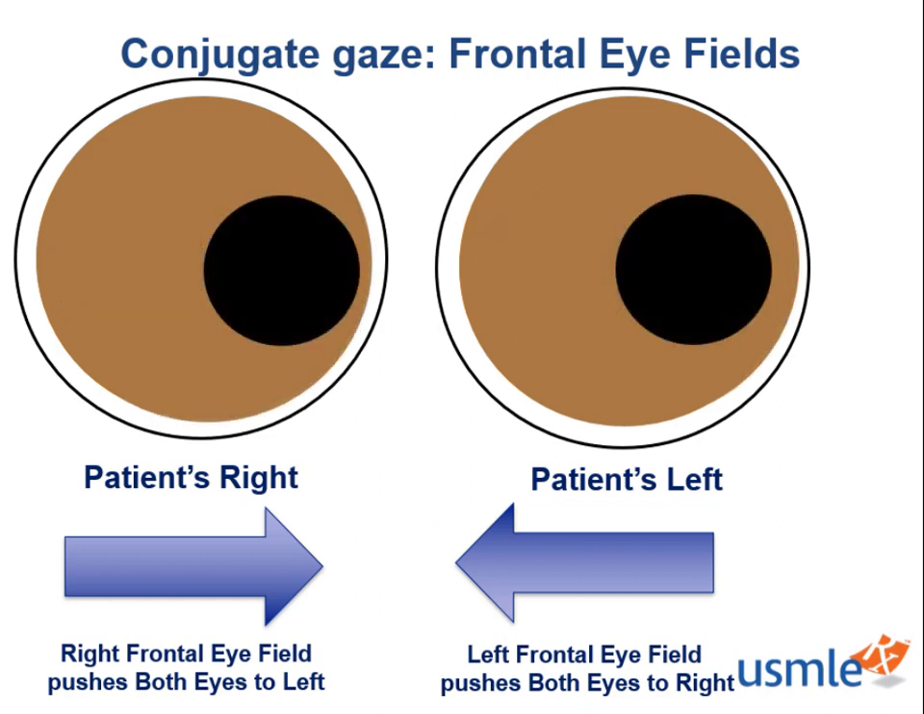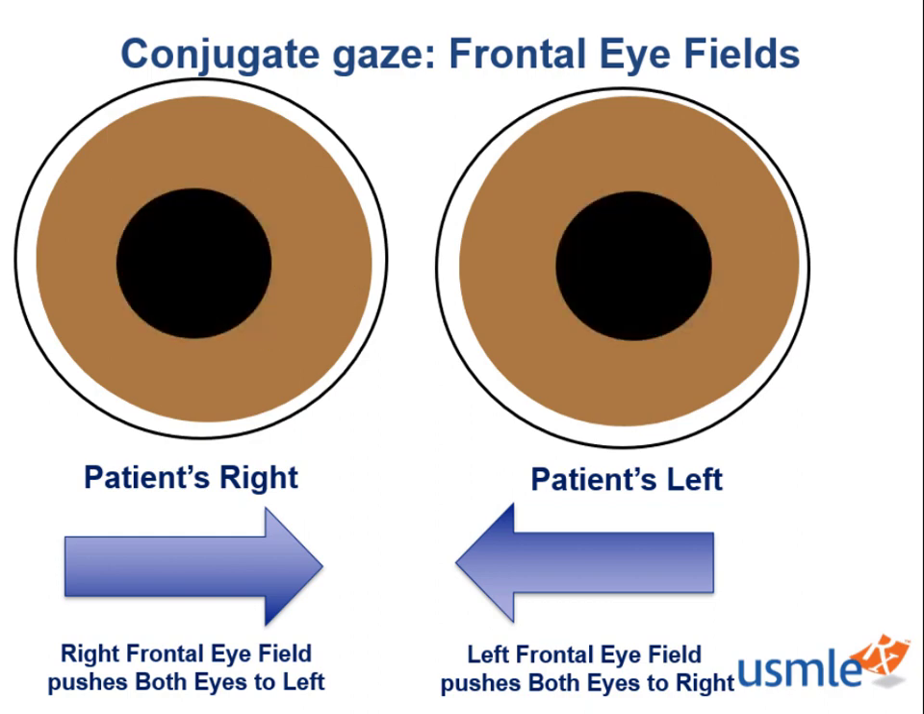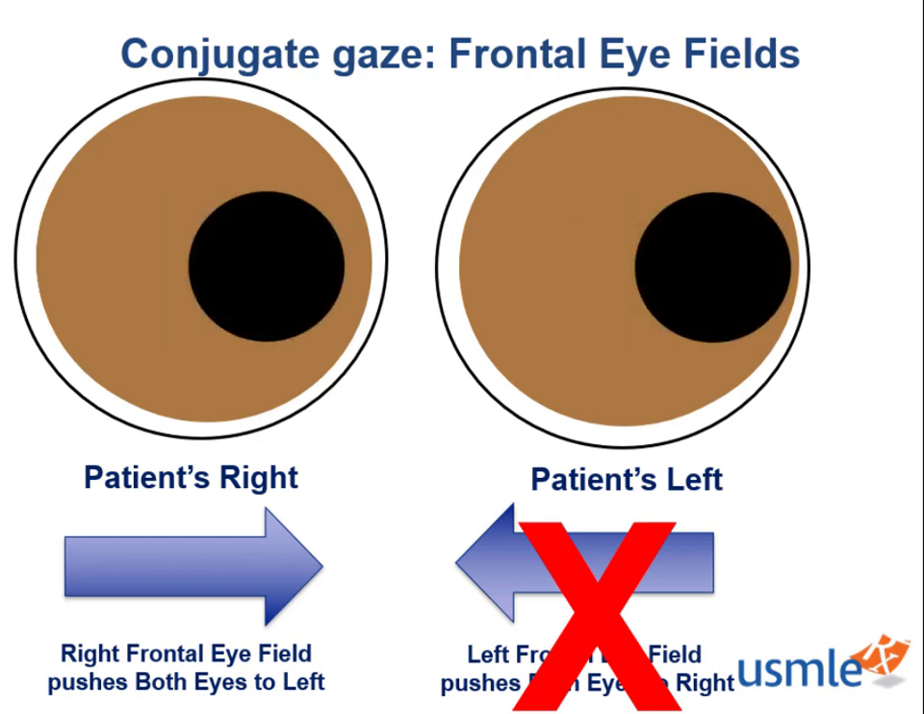Overall, when you are not looking to the left or the right, both the right and the left frontal eye fields are active and push the eyes towards the midline, so that at rest our eyes look forward. To make sure you understand this, let's say that a patient has a stroke involving their left frontal eye field in their left frontal lobe. Which way are the eyes going to deviate? To the patient's left, because the right frontal eye field is now functioning unopposed, pushing the eyes to the left.